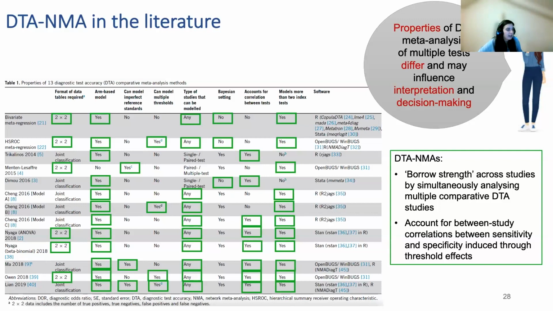So overall, the models that were suggested specifically for conducting a network meta-analysis of tests borrow strength across studies by simultaneously analyzing multiple comparative DTA studies, and they can all account for the between-study correlations between sensitivity and specificity, which correlations are reduced due to the threshold effects. Of course, the most popular were the first two, which were broadly applied in the application papers that were located, the bivariate meta-regression and the HS-ROC meta-regression model.